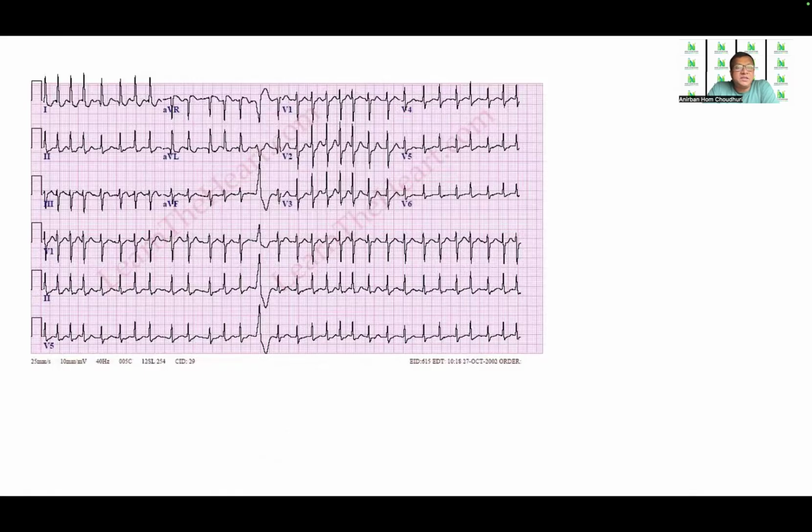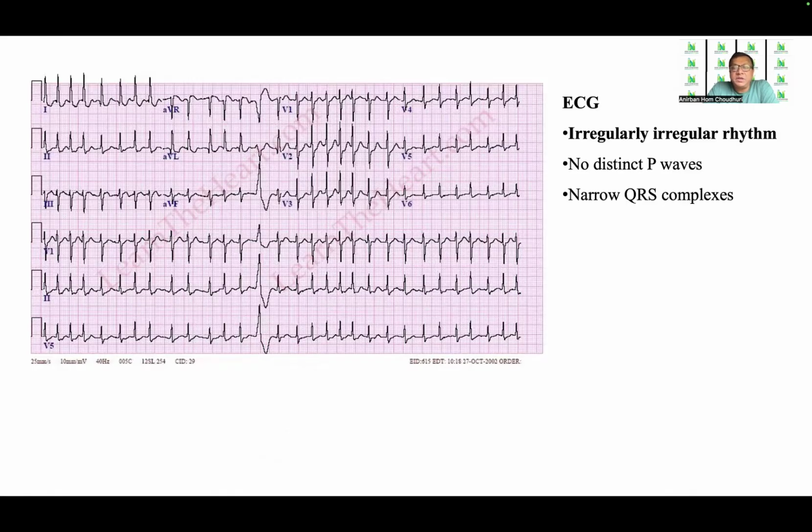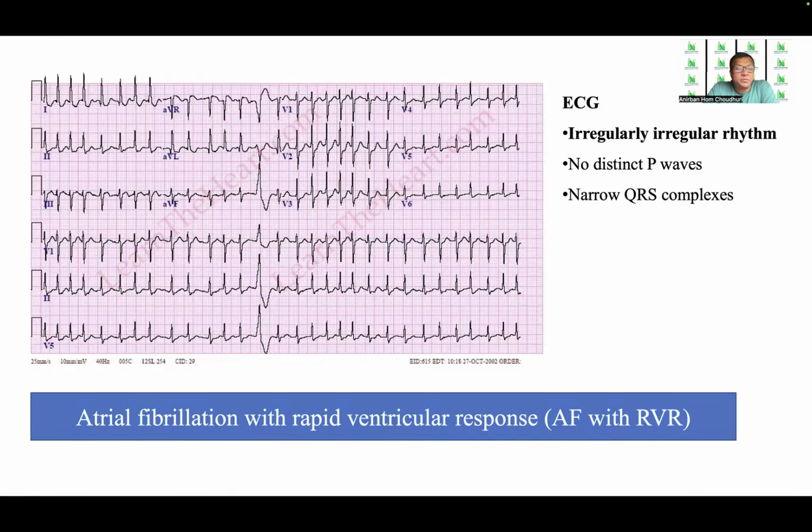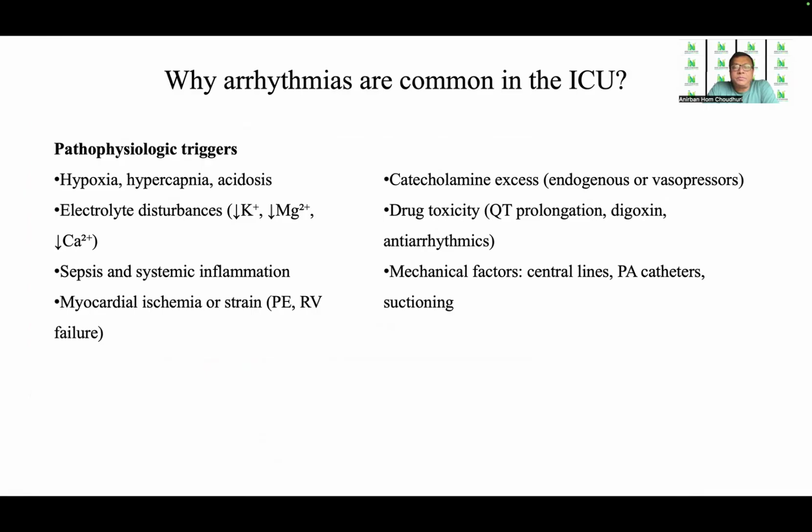A 12-lead ECG is done, and this is the 12-lead ECG, which shows an irregular rhythm, no distinct P waves, along with narrow QRS complexes. So it seems that this is a patient who has atrial fibrillation with rapid ventricular response, that is AF with RVR.